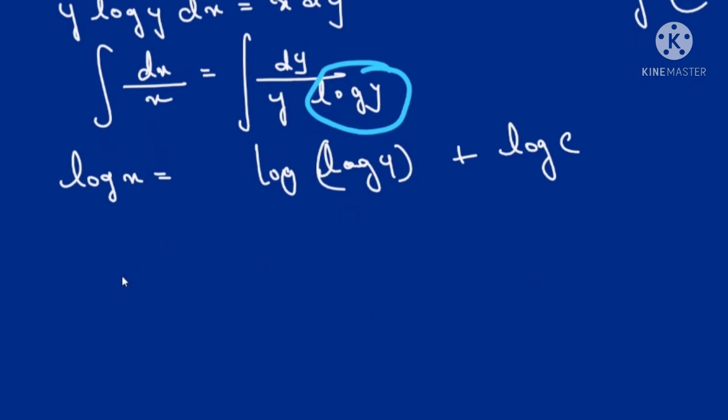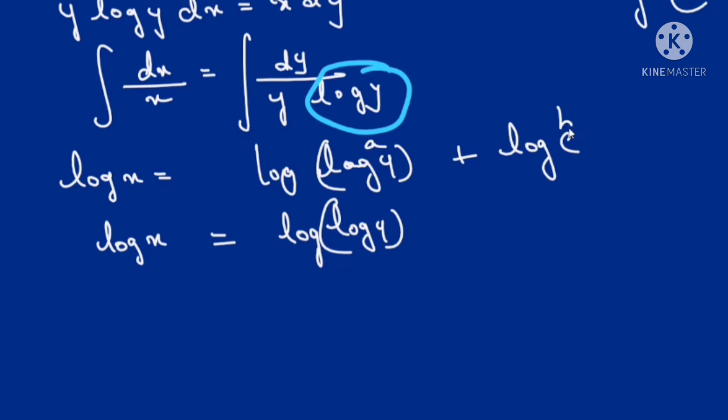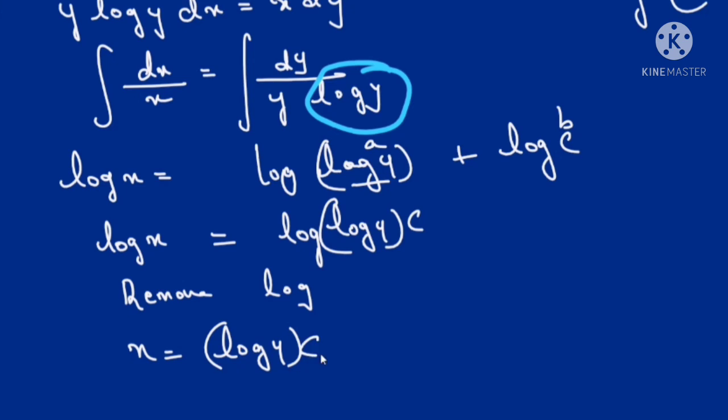So this is equal to log x equals log of log y plus log c. Using the product rule, log of a plus log of b is log of a into b. So now remove log from both the sides. So we get x is equal to log y into c.